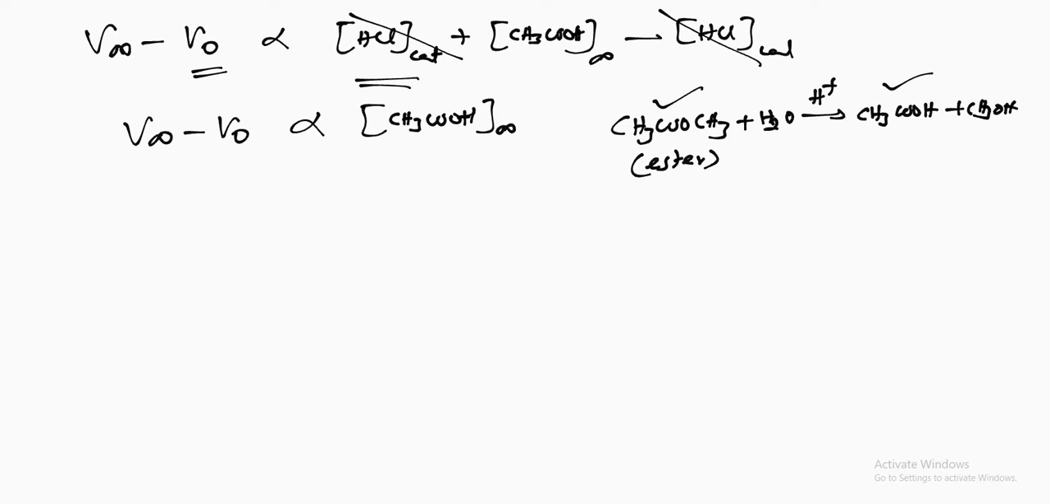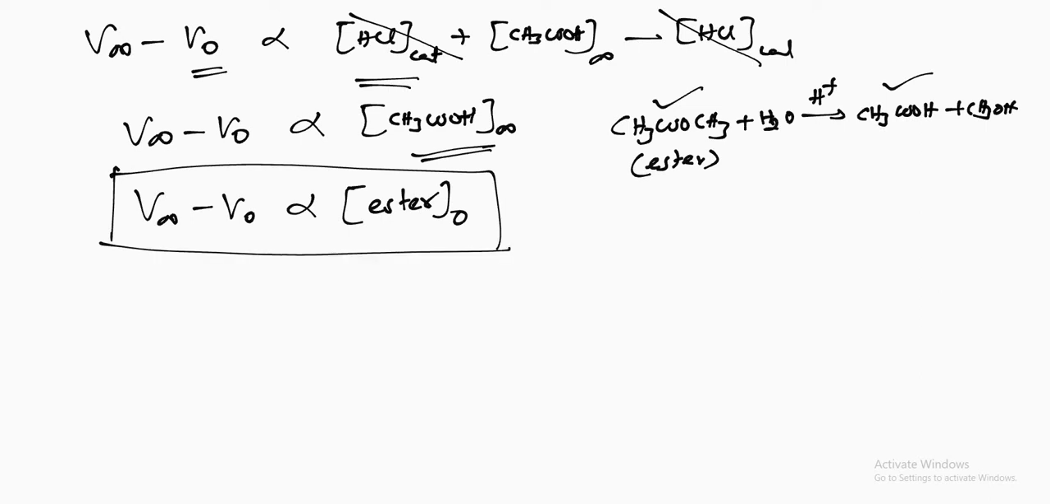So at the end of the reaction, we'll get the maximum amount of acetic acid that corresponds to the initial quantity of ester that is present. Acetic acid at infinity means, at the completion of reaction, the total amount of acetic acid that is available. And you know very well acetic acid is formed from ester. So total acetic acid that is formed should be equal to the initial amount of ester present. So V infinity minus V0 is directly proportional to the concentration of the ester at the beginning of the reaction. Students, note down, this is very important.